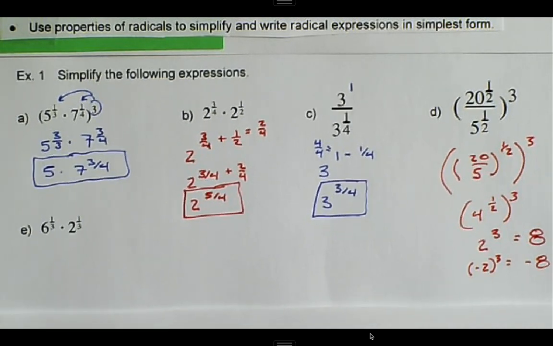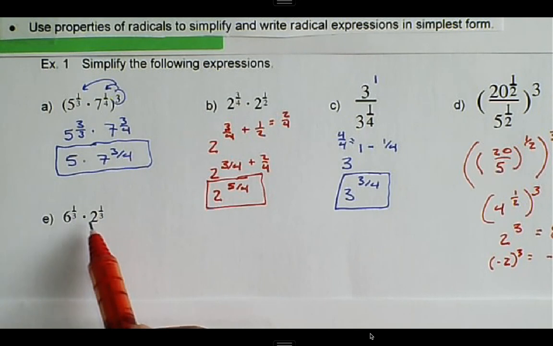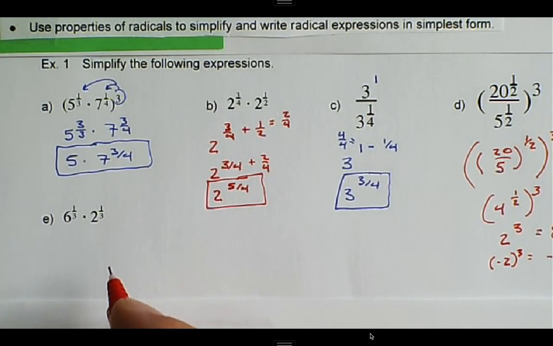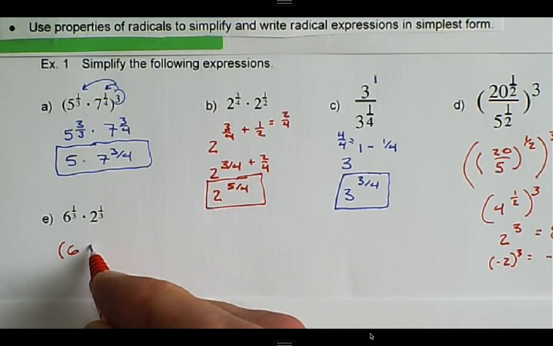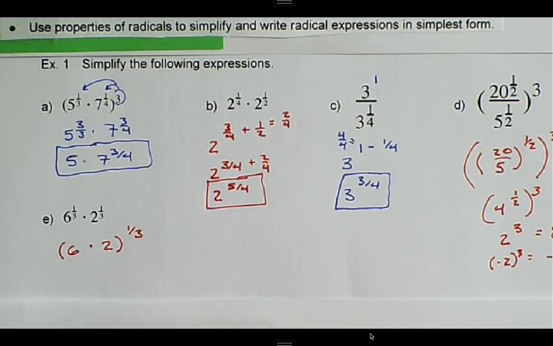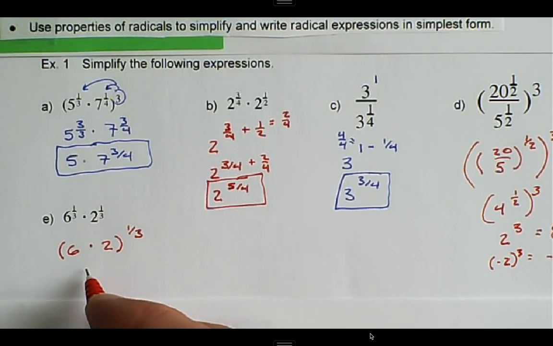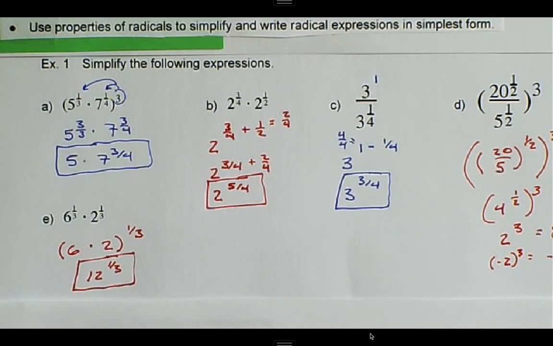And then we have one more example. Again, we have two different bases, but we have the same exponent. So what we can do is factor out that exponent. 6 times 2 raised to the 1/3 power. And then in this case, we can say 6 times 2 is 12 to the 1/3. And we cannot simplify this any further than that. So that is our solution.